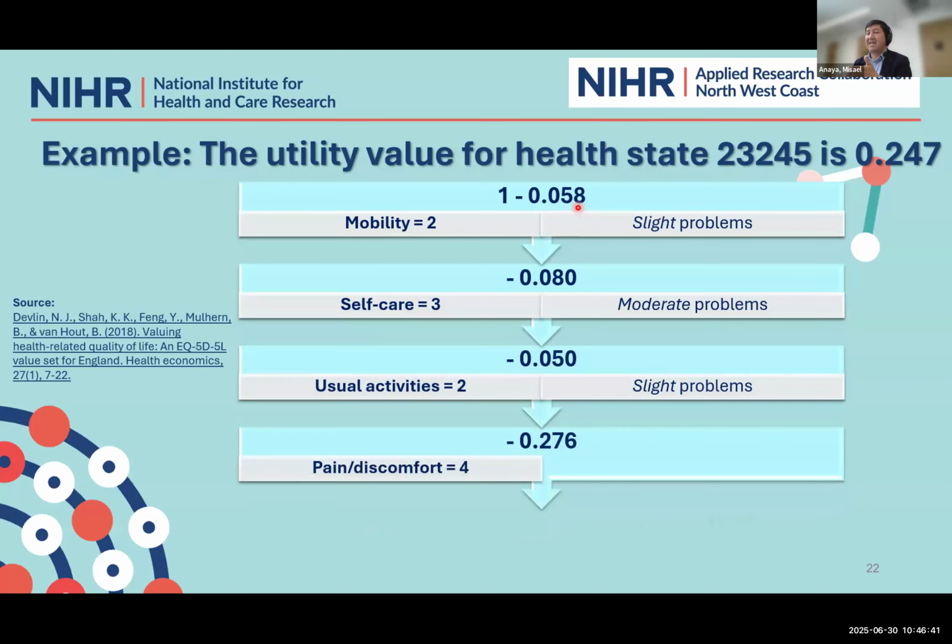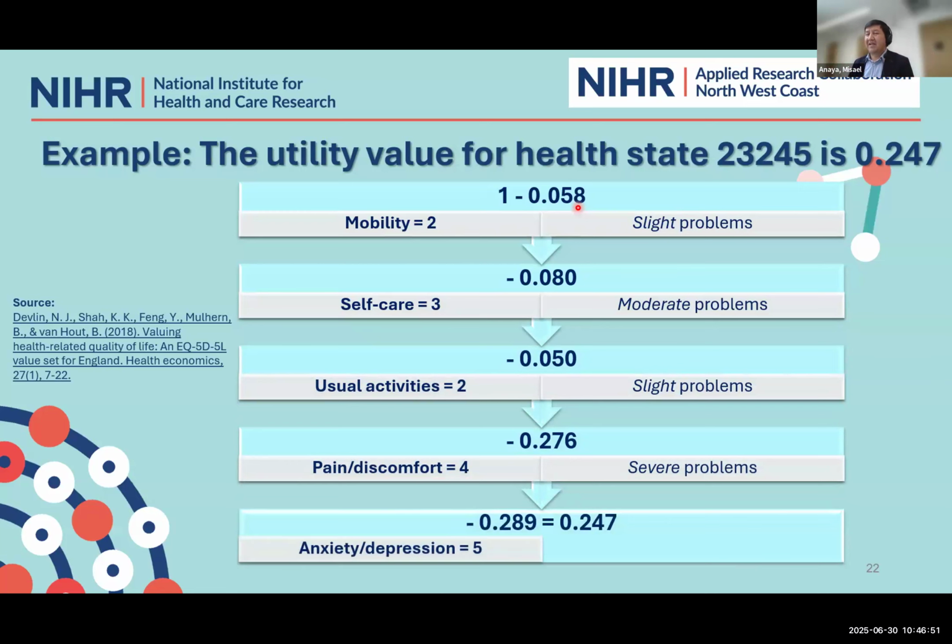Then pain and discomfort, it's severe problems. This is a 27% reduction in quality of life. And then in anxiety and depression, it's the highest, extreme problems. This is nearly 29% reduction in quality of life. We add all of them, we subtract that from 1, and this is 0.24 on quality of life.